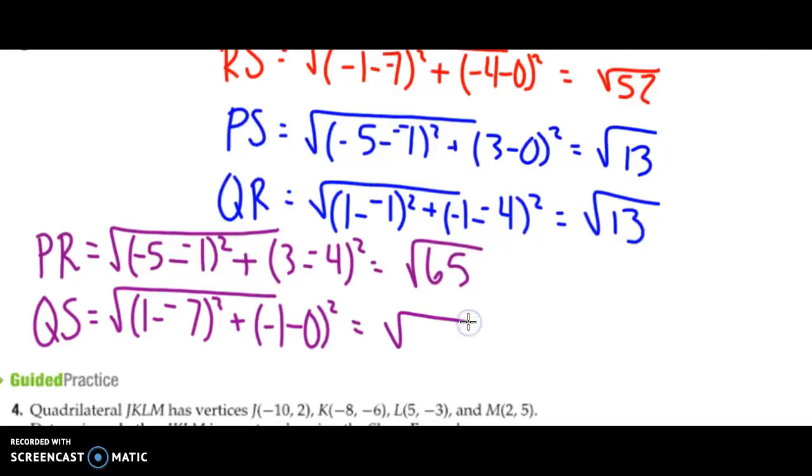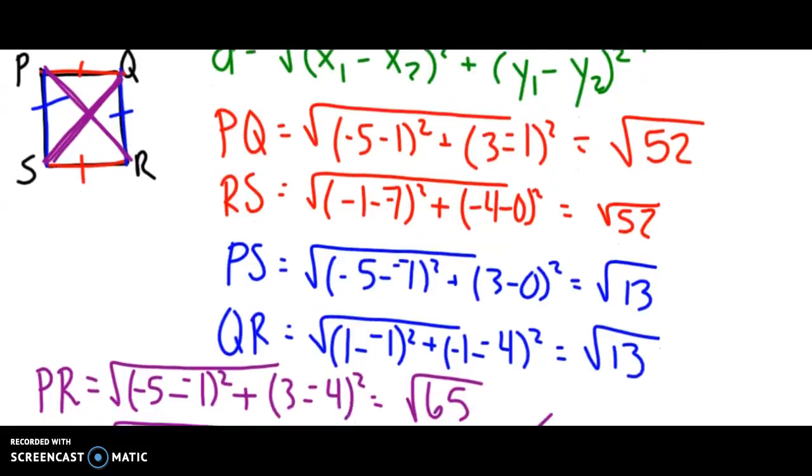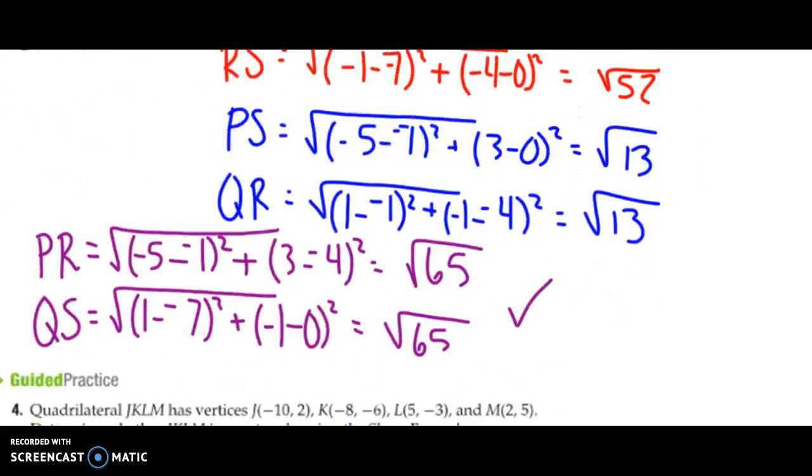I put that into my calculator. So first one is 8 squared is 64. 1 squared is 1. 64 plus 1 is the square root of 65. So you'll see that both of them are congruent. So since QS and PR are congruent, then obviously this is a rectangle. So is this a rectangle? PQRS is a rectangle.